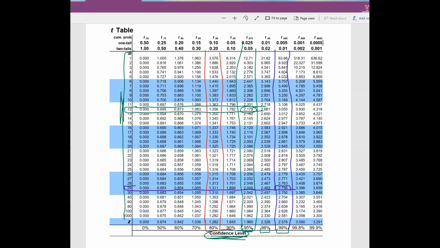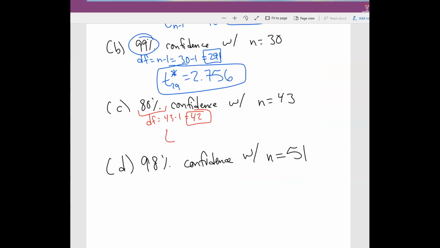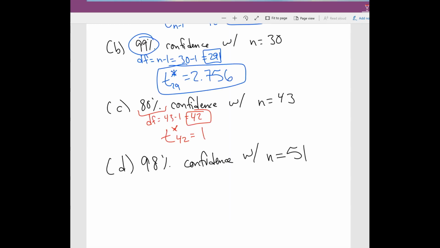Now notice 42 is not on the T-table, okay? So you have to look at the closest one. The closest one is 40, okay? So 40 will be my closest one. So I'm going to use the one for 40. So we're going to use this one, 1.303. So T star 42 is 1.303. Okay, so that's my T star.